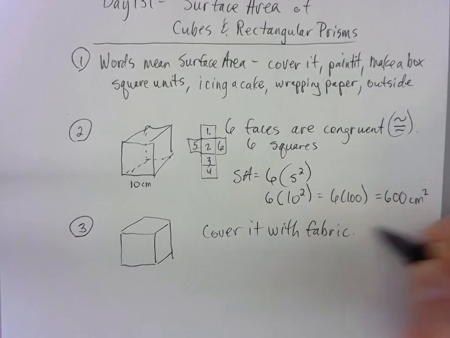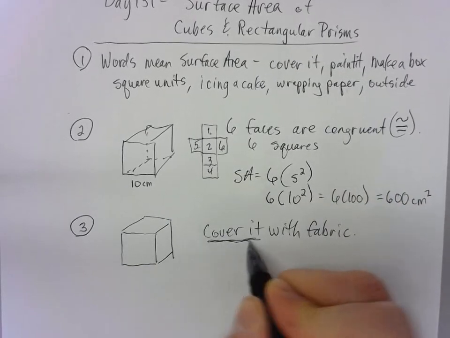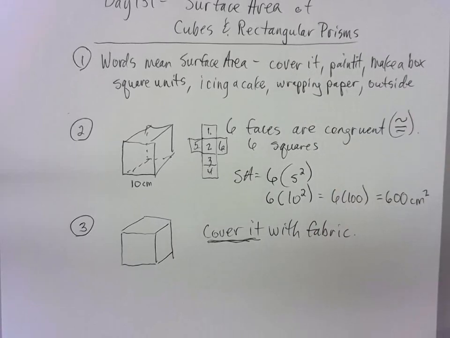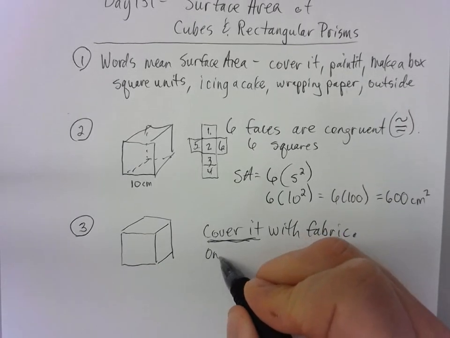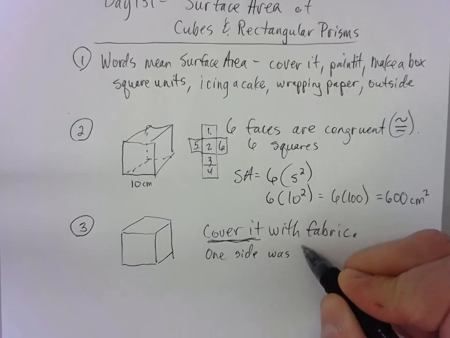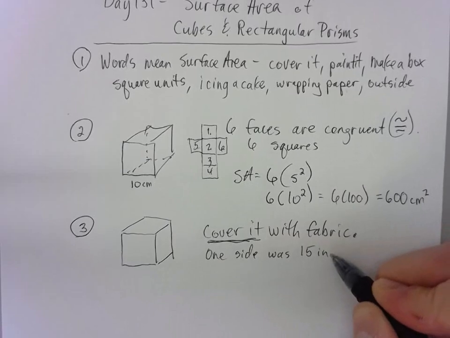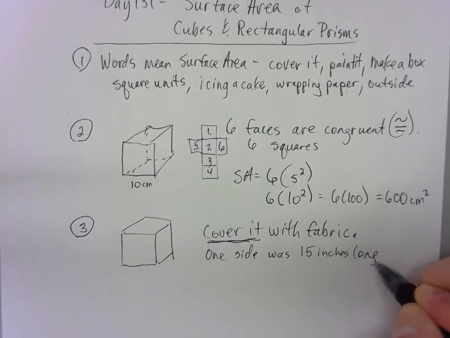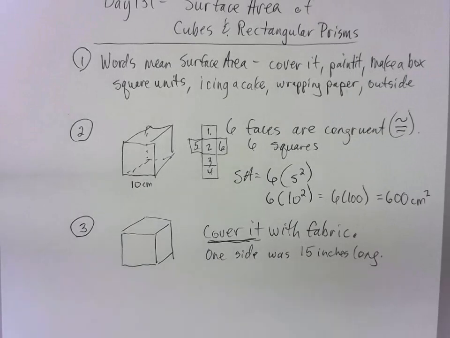Again, covering it, like we said up here at the top, covering it is surface area terminology. So if you're going to cover it with fabric, and you knew that one side was 15 inches long, I'd like you to find the surface area of that. So I'm just going to give you 1 second. I'm going to go run and get my calculator. So if you don't have yours, you need to get it, and we'll come right back. So I'm going to give you about 10 seconds, see if you can get it started.